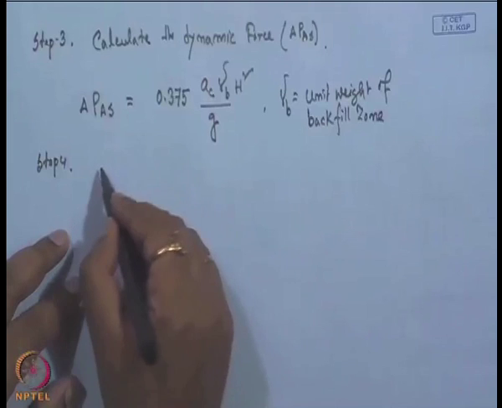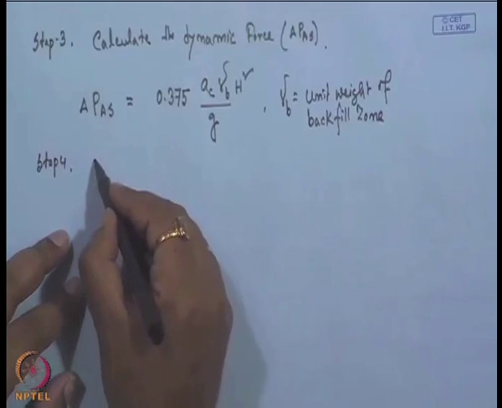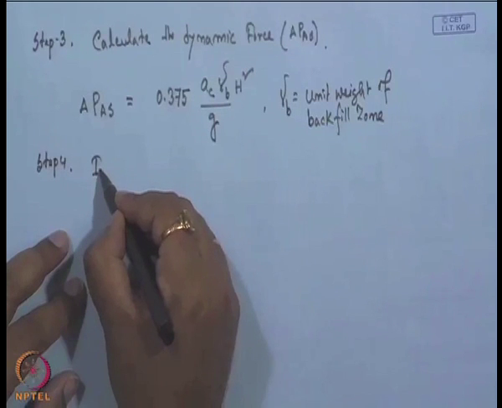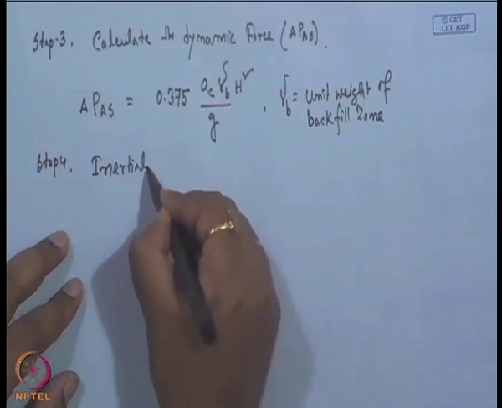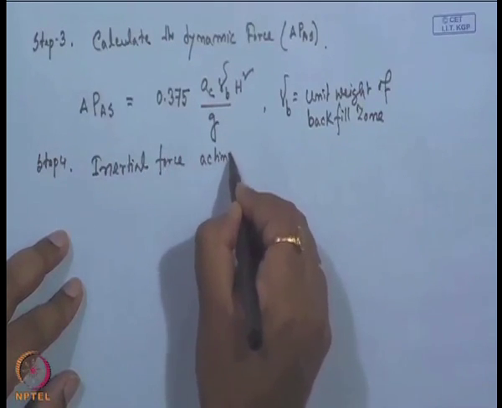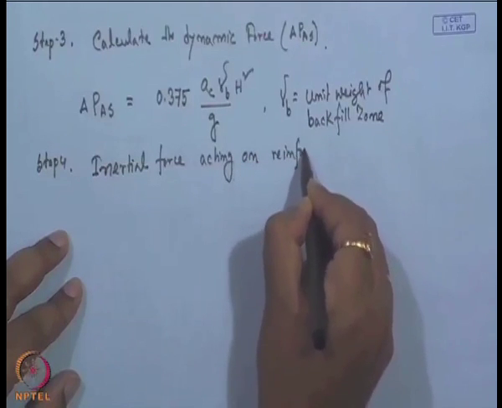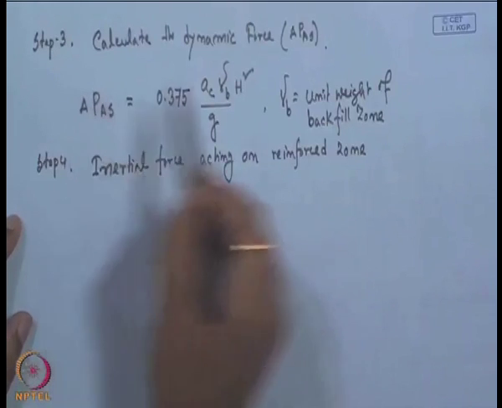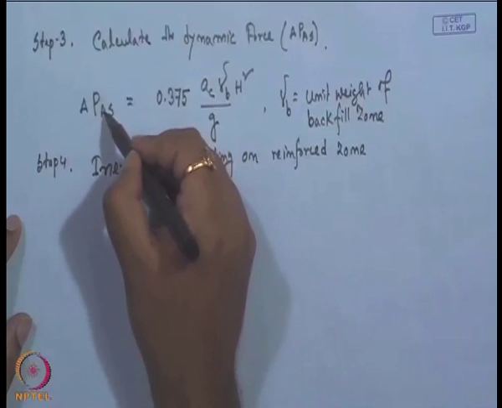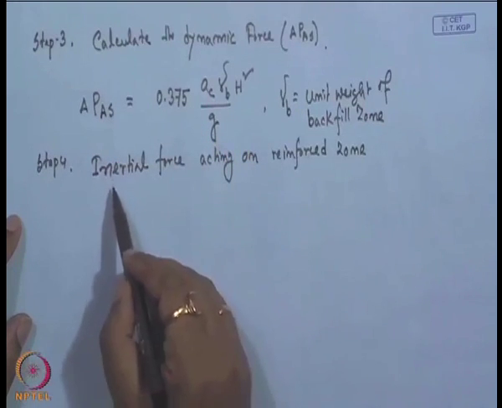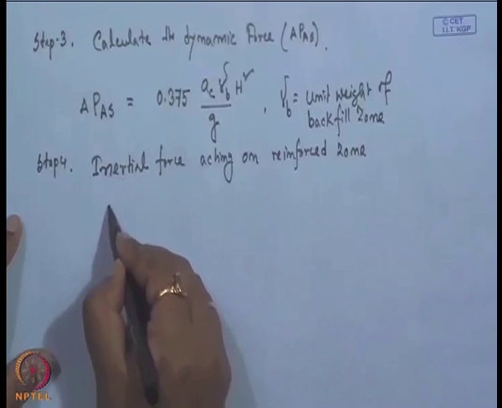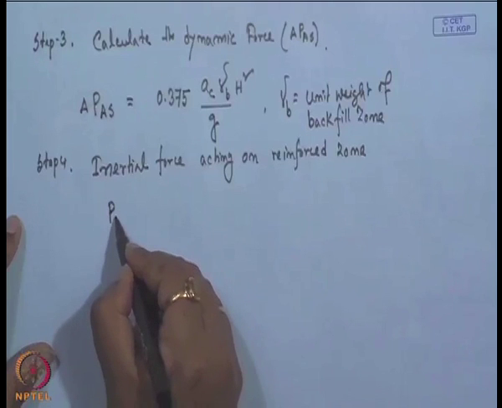Now, once we get this value, step 4 is the internal force that we will calculate. Here is another force, the internal force acting on the reinforced zone. Once we get this dynamic force delta P A S, active in seismic condition, we will get the inertial force acting on the reinforced zone. Step 4 is to calculate the inertial force acting on the reinforced zone, and that is P R S.